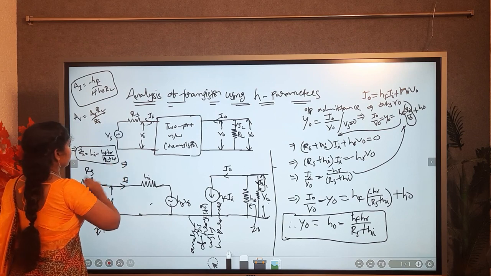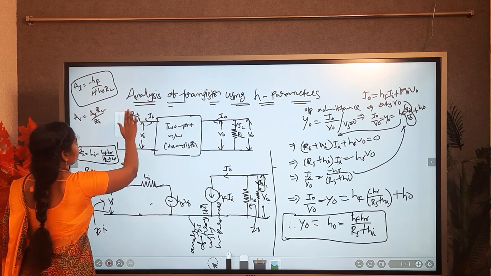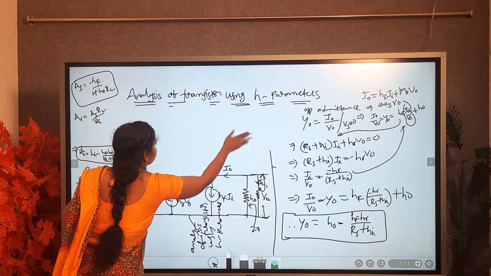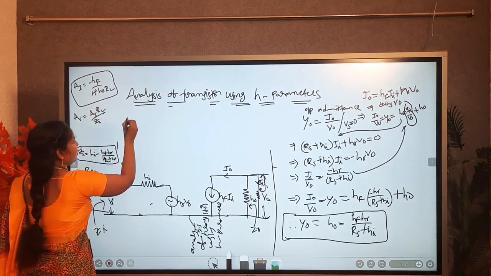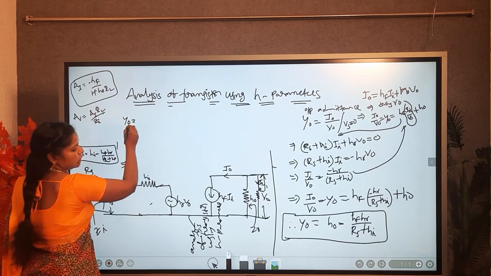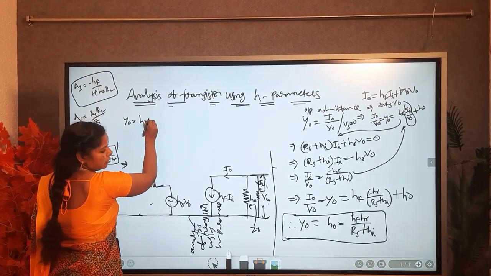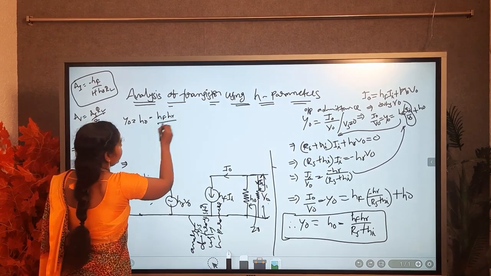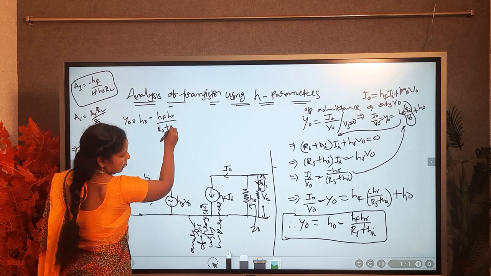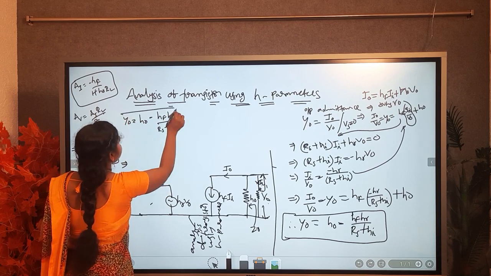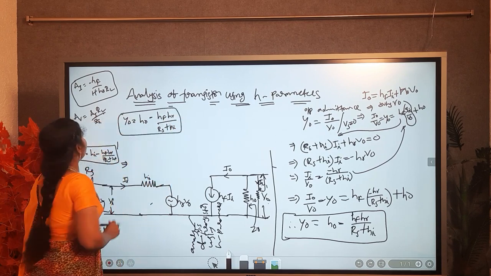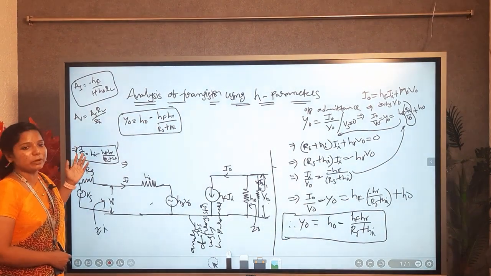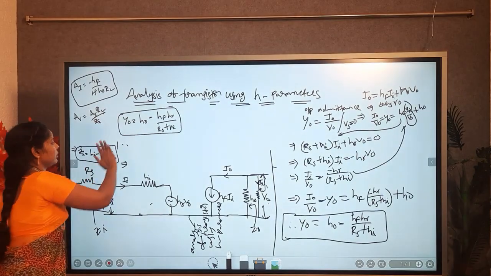Therefore admittance Y naught equals H naught minus HF HR by Rs plus Hi. Put it in a box. So we are finding the current gain, voltage gain, input impedance and output admittance.